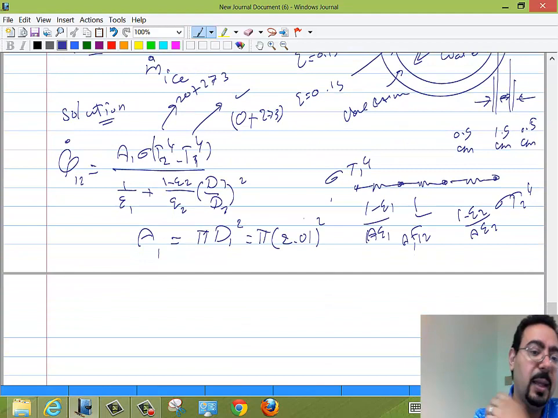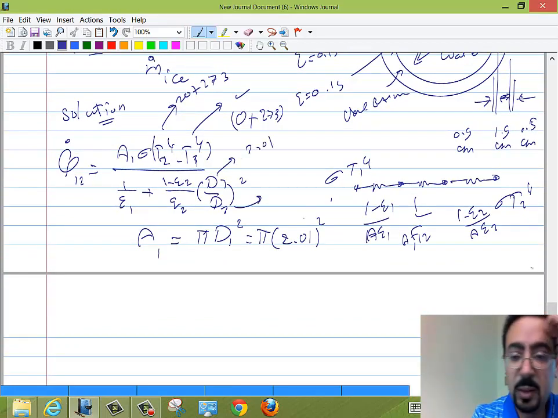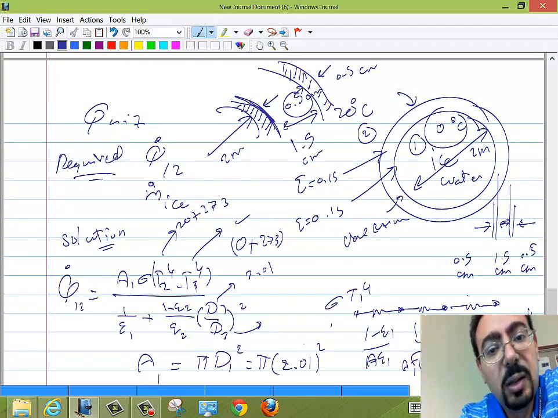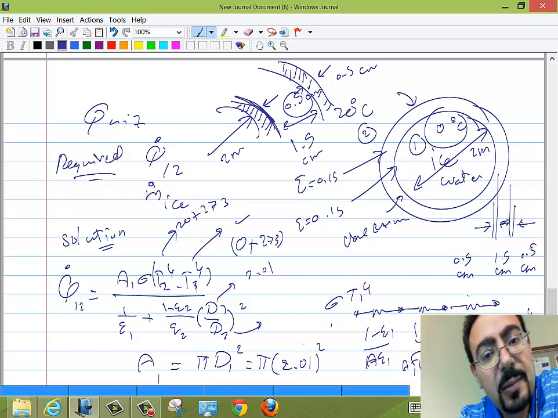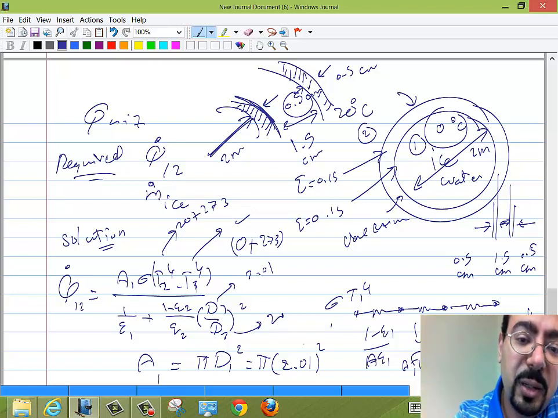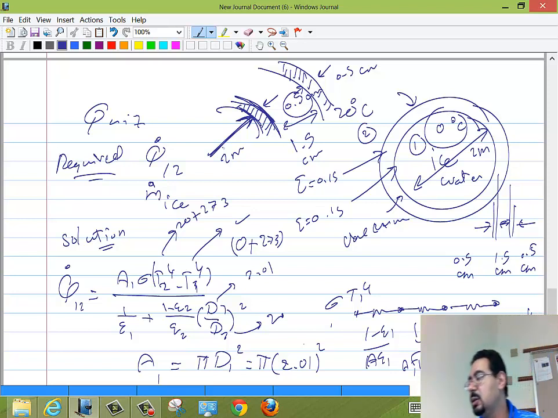Alright. And so D1 is 2.01, and how much is D2? Again, 2 meters is the inner diameter of the inner tank. In that sketch, if you look at the sketch, let me show you the sketch for a second.